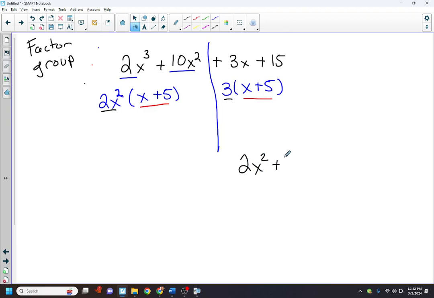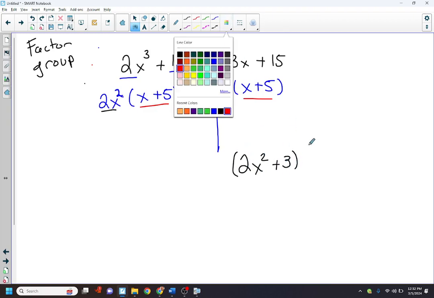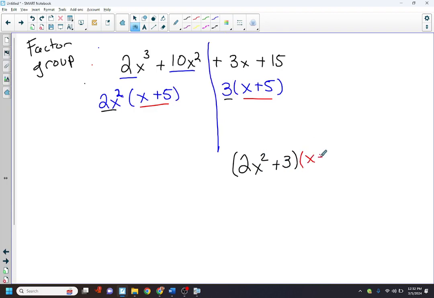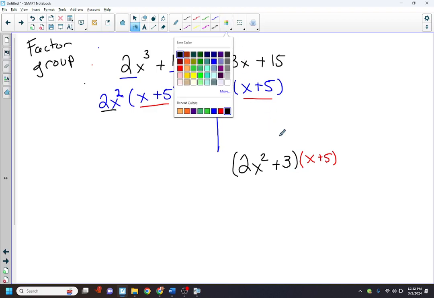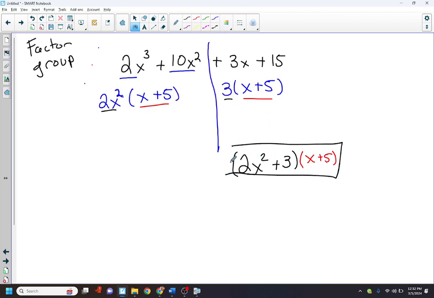2x squared plus 3, the outsiders, and x plus 5, the insiders. So because of that, your answer is always going to be the set of the outsider times the set of the insider. Even though you see the insider twice, you don't write it twice. You only write it once.